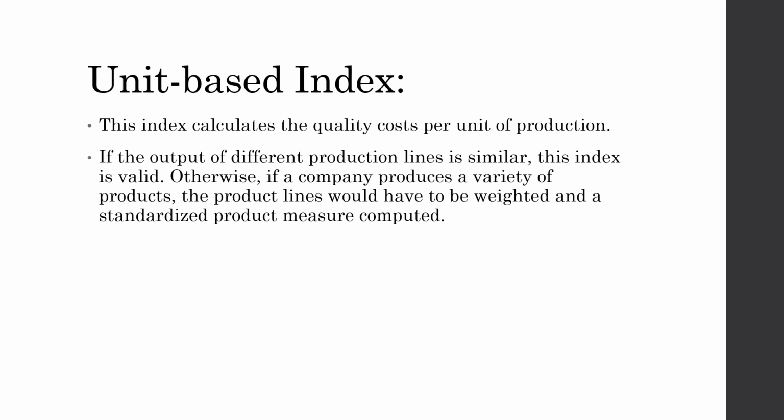product measure computed. For an organization that produces refrigerators, washers, and dryers, it may be difficult to calculate the weight based on a standard product. For example, if the washer is a standard unit, the refrigerator is 1.5 and the dryer 0.9 standard units, these values may differ from person to person. So, in such cases, other indexes should be considered.